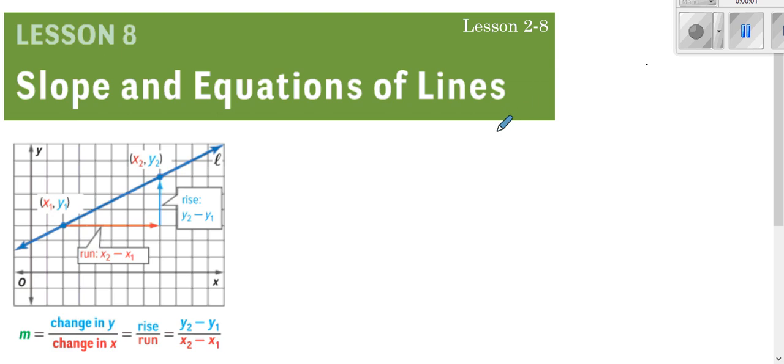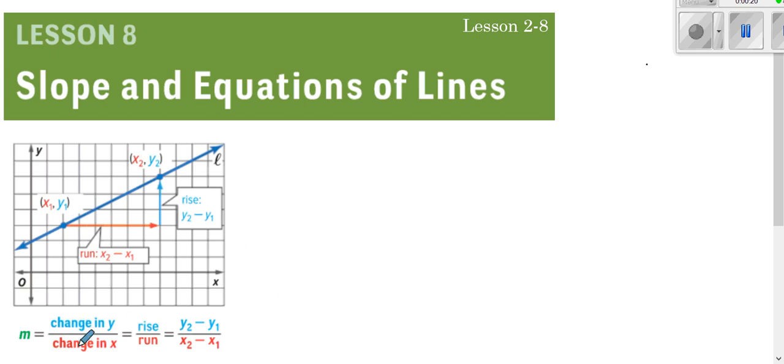All right, we're going to take a look at lesson 2.8 from our geometry book. Slope and equations of lines, as far as it goes for this particular section of geometry. You actually have done this in Algebra 1, so this should all be a version of review. You should have done all of these things in Algebra 1.